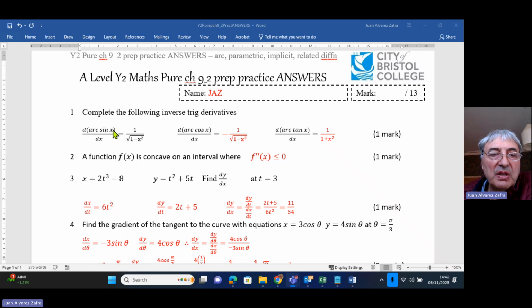So the derivative of arc sine of x is 1 over the square root of 1 minus x squared. The derivative of arc cos of x is the same, but with a negative sign in front. And the derivative of arc tan is 1 over 1 plus x squared.